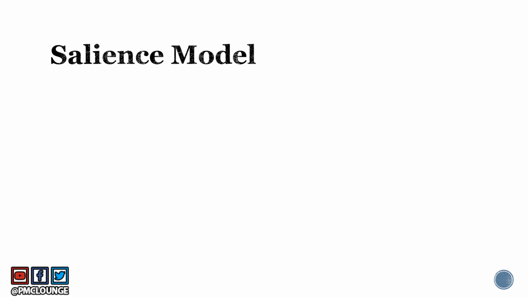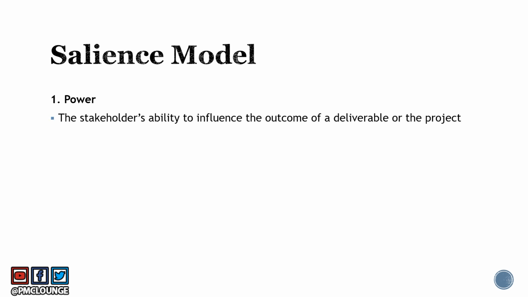Okay, so quickly let's take a look at these 3 parameters of the salience model. Number one is power, and power is similar to the power interest grid. So stakeholders' ability to influence the outcome of a deliverable or the entire project, that is what power is all about. So someone at a higher position in the organization is definitely going to have a lot of power. So that's what power does.